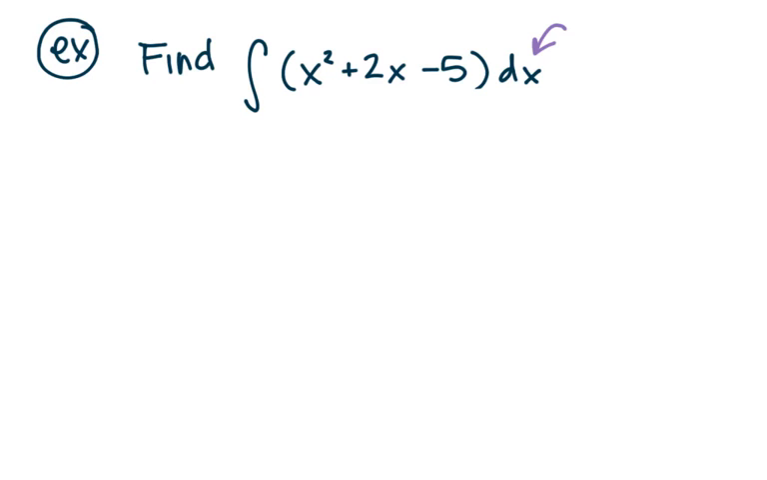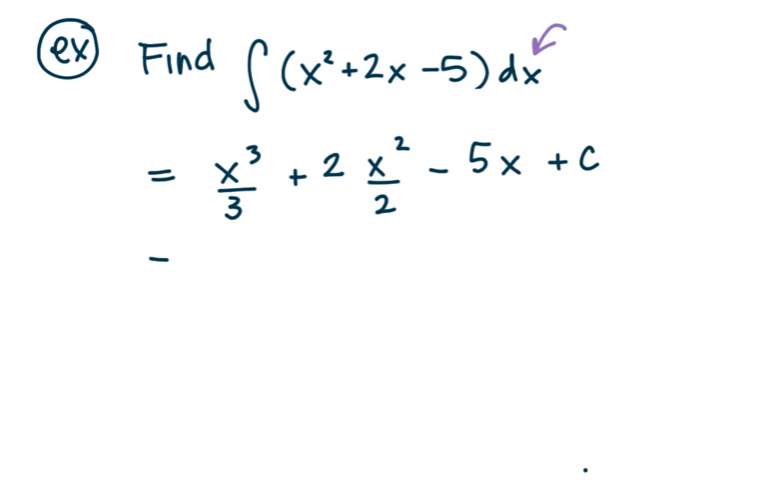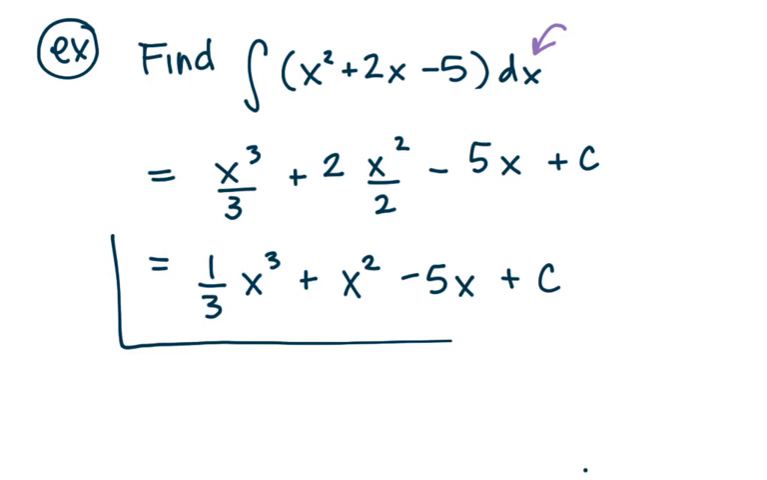So in this case, the antiderivative of x squared is x cubed over 3. The antiderivative of 2x is, we've got x squared over 2. And the antiderivative of 5 becomes 5x. We always write plus c. So we could rewrite this and we'd say 1/3 x cubed, the 2's cancel, plus x squared minus 5x plus c.